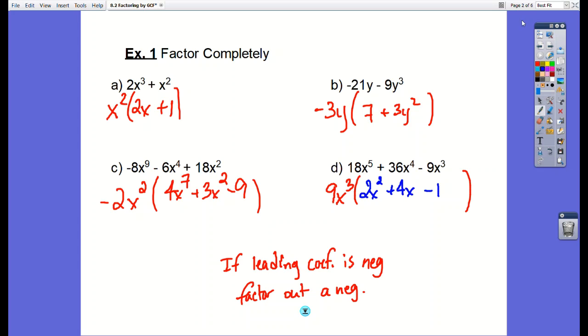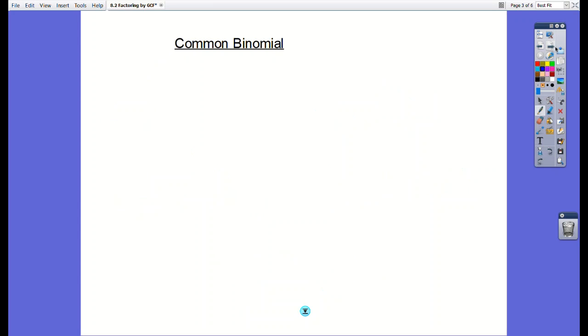All right, so this is factoring by GCF. Now, that's all we're doing today, factoring by GCF, but it's going to look different. So in this next one, we're going to factor out a common binomial, and it's still a GCF, it just looks different. So let's look at 2 different examples here, and they're really the same thing.